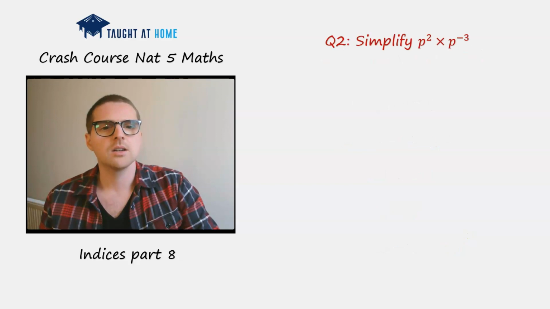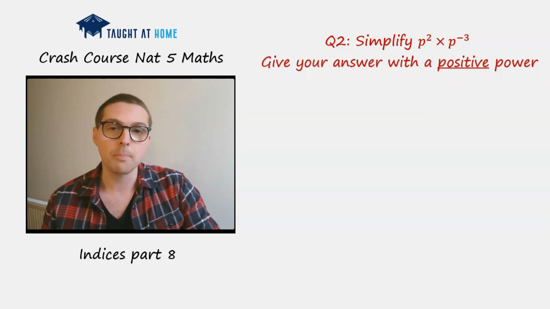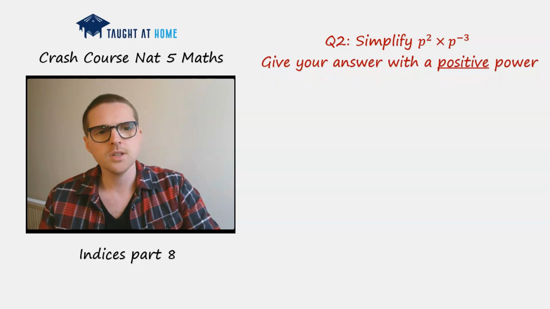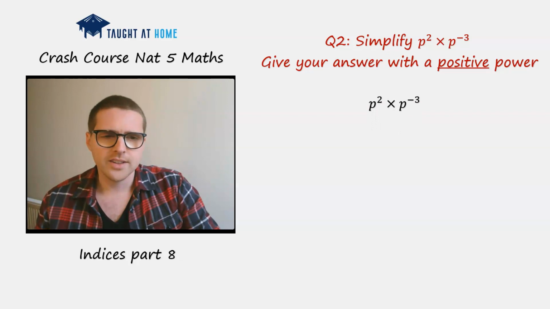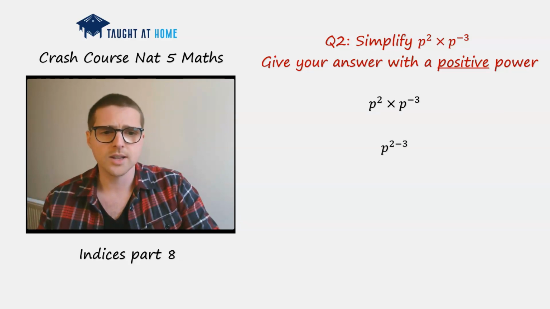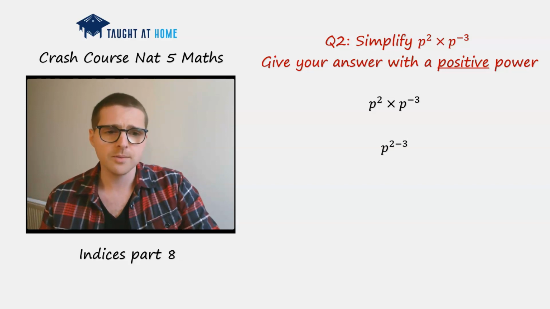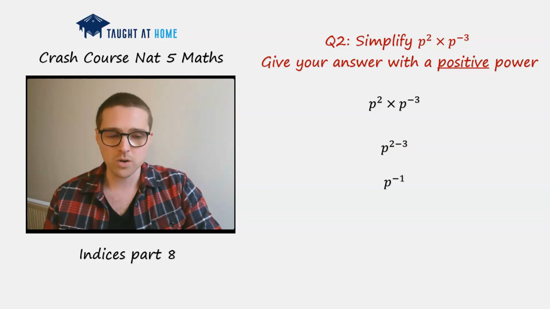Alright. Question 2. Simplify p squared times p to the -3. And what we want to do is give our answer with a positive power. So the first thing, we're going to apply the first law of indices to these. So same base, p, and we're going to add the 2 and the -3. So that's p to the power of 2 minus 3. So we've got p to the -1.